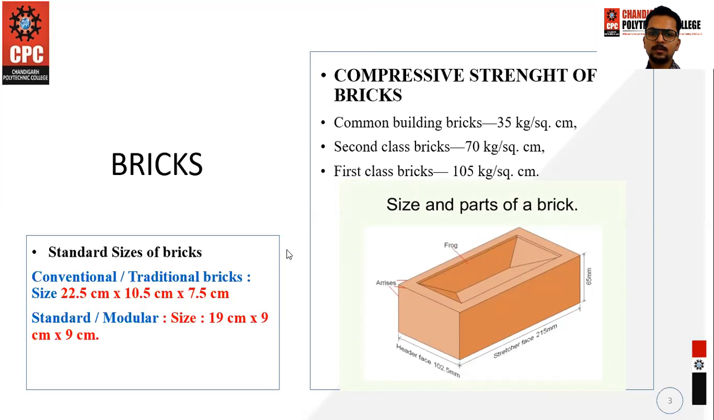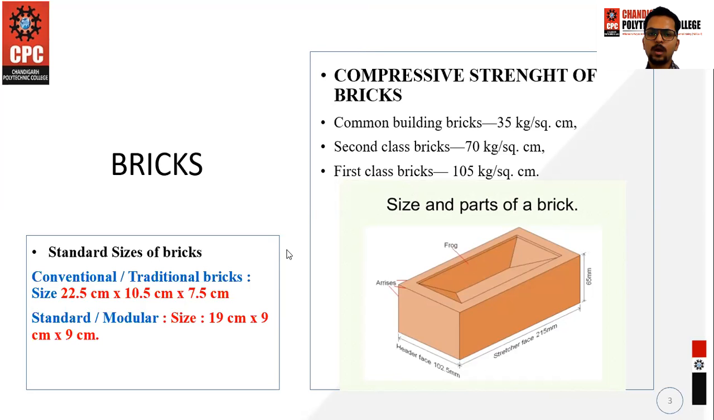The next part of a brick we have is the frog, where you will see a depression made on the front face or top of a brick that is used for gripping or imprinting the industry name. As you can see in our normal bricks, there is a certain name which indicates the brand of a brick or the brand of a kiln. That is what the frog is used for.